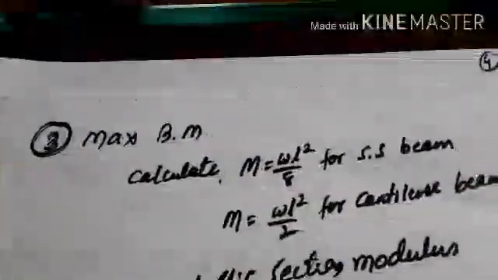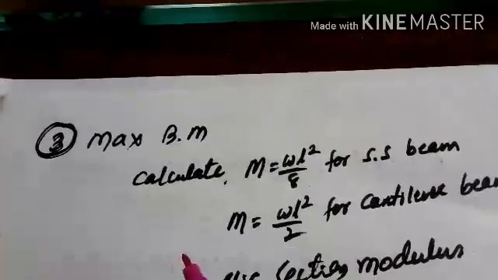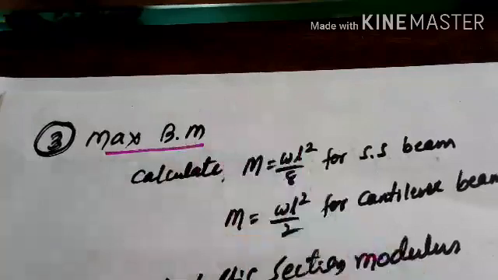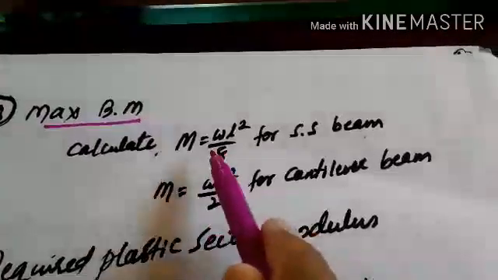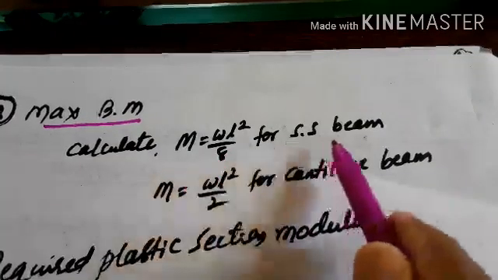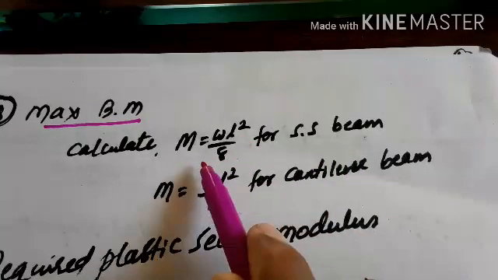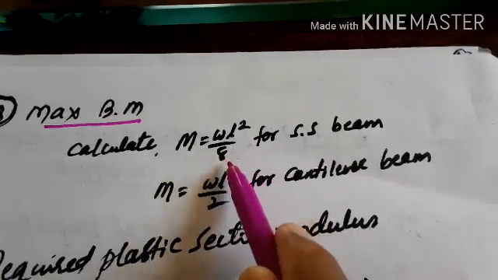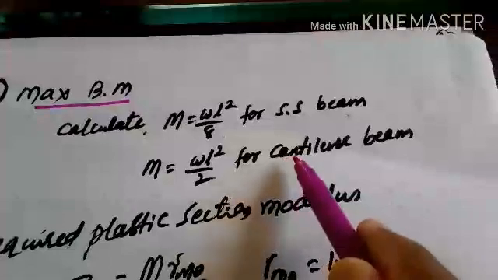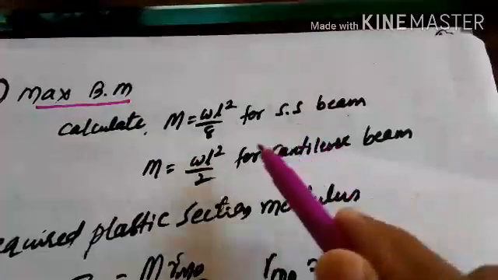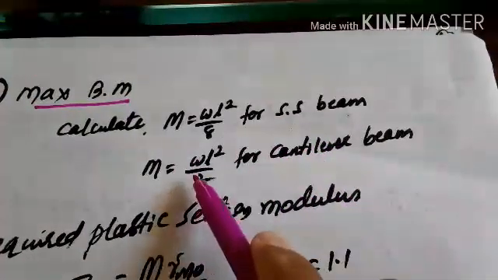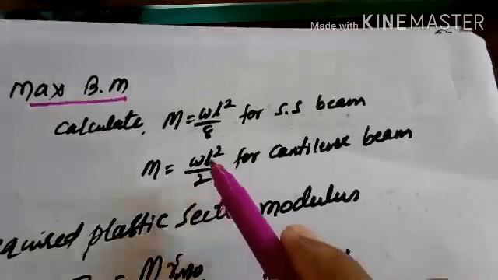Then step number 3. In step number 3 you have to calculate the maximum bending moment. So calculate M equal to WL square by 8 if a simply supported beam is given. If a cantilever beam is given, if you are designing a cantilever beam, then you have to take the maximum bending moment as WL square by 2.